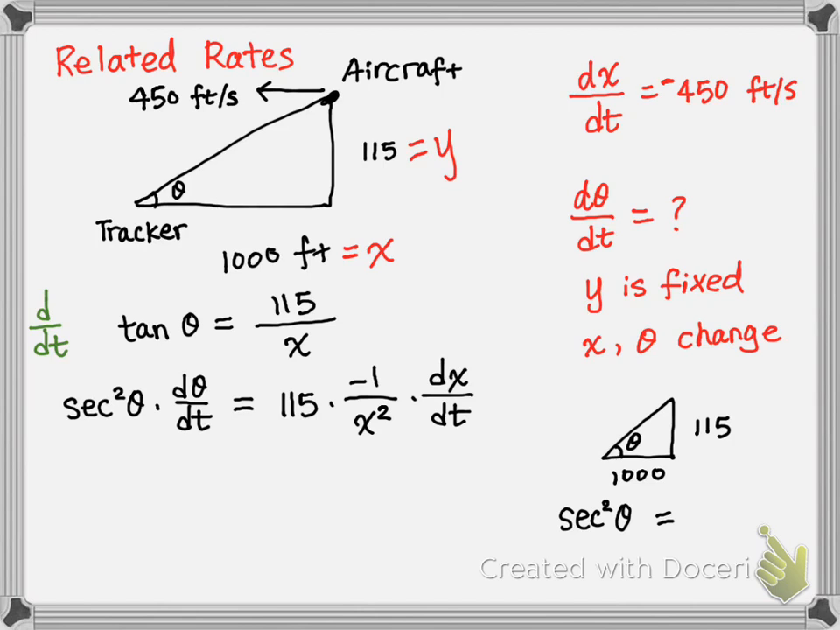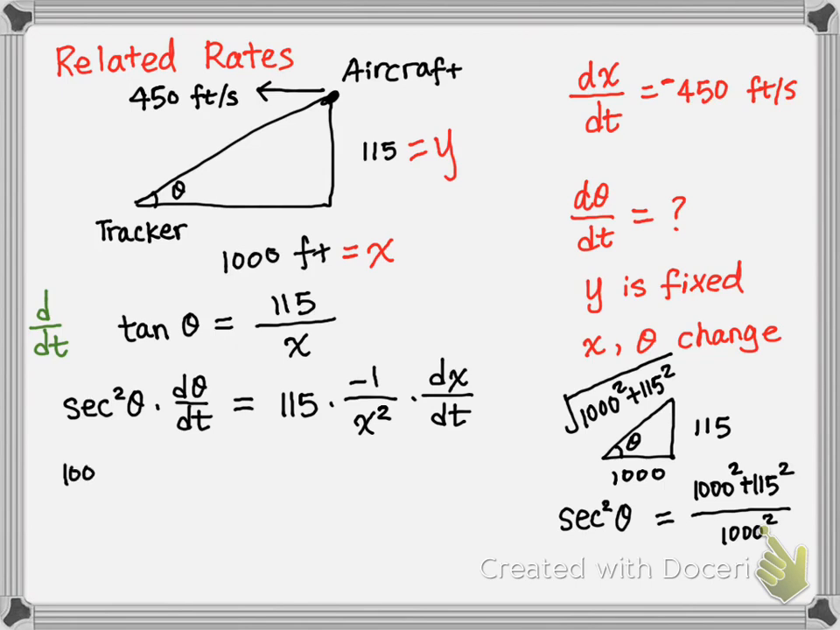So what is the hypotenuse? It's 1,000 squared plus 115 squared, then you take the square root. So the square of the ratio is 1,000 squared plus 115 squared divided by 1,000 squared. So that you get that quantity.